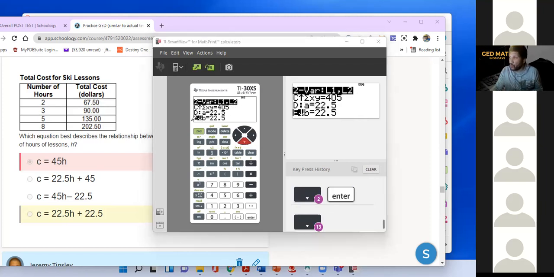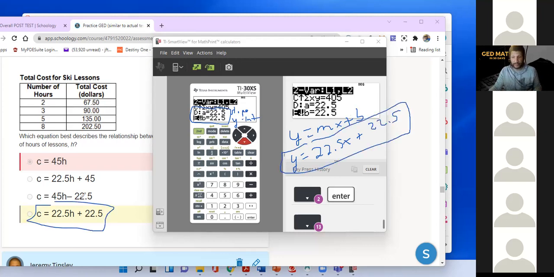Now I have my slope and there's my y-intercept. My A is my slope. My B is my y-intercept. So now I know the slope-intercept form is y equal mx plus b. I'm just plugging in what I know. My slope is 22.5, so y equal 22.5x plus my b is 22.5. 5 seconds, 15 seconds, 30 seconds it took.